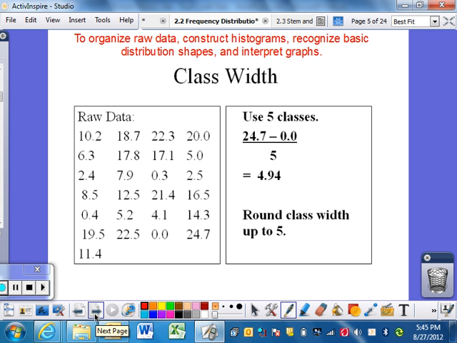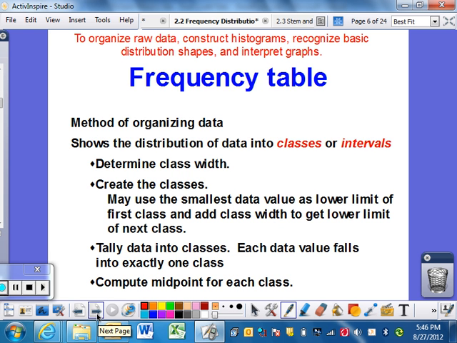Okay, so here is raw data. This data is information of the distance to drive home from work, from, I don't even know how many people, I'd have to look at it. We're going to use 5 classes. Notice if you sift through here, your lowest number is 0, your highest number I believe is 24.7, even though I can't see it right now. Okay, and what you're going to do is highest minus the lowest divided by 5, you get 4.94. You have to round it up to 5. So your class width is 5. Now what does the class width do? We'll show you that in the next slide when we start doing the data and tallying.